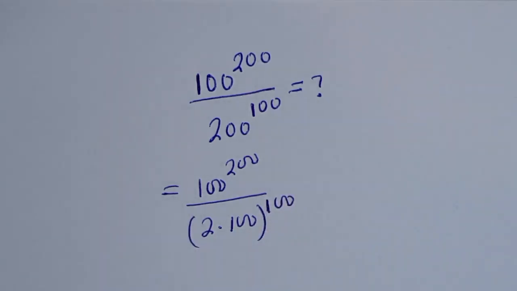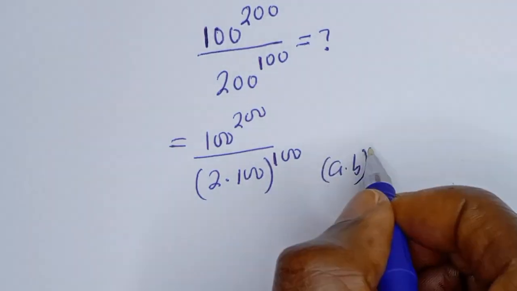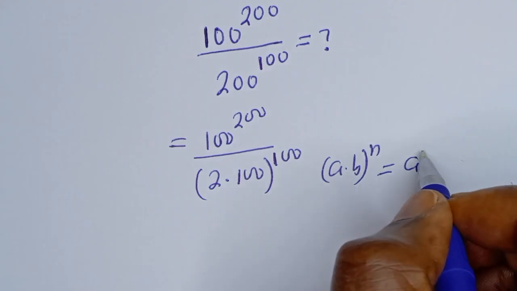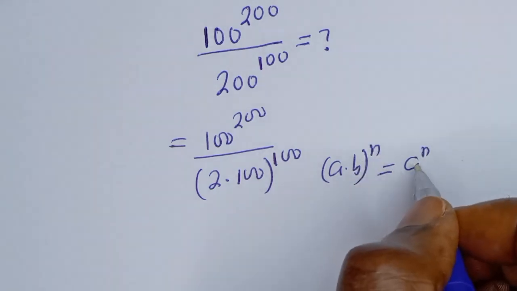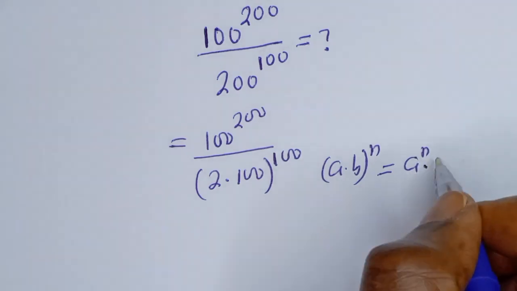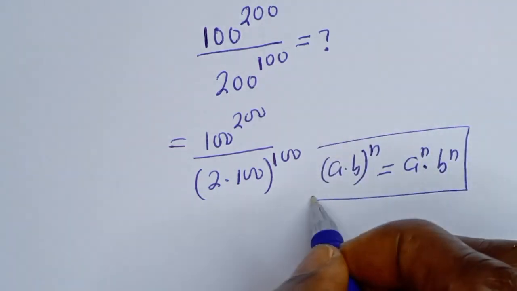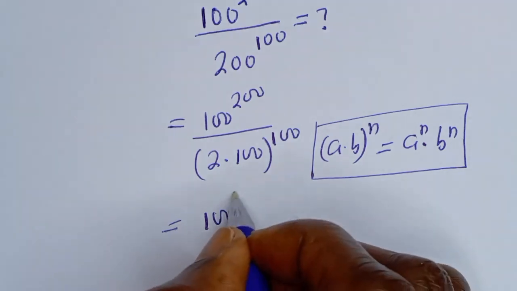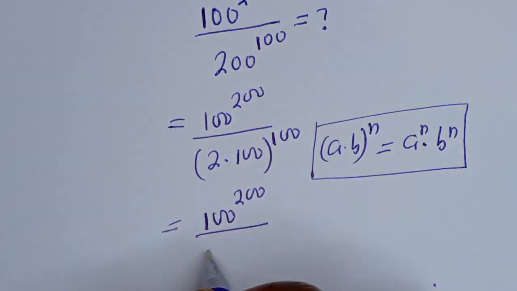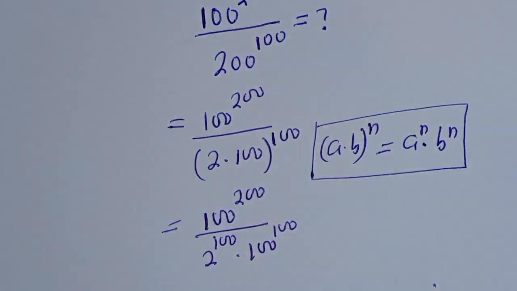Now take note of this: if you have (A multiplied by B) to the power of n, this is equal to A to the power of n multiplied by B to the power of n. Then here is equal to 100 to the power of 200 divided by 2 to the power of 100 multiplied by 100 to the power of 100.